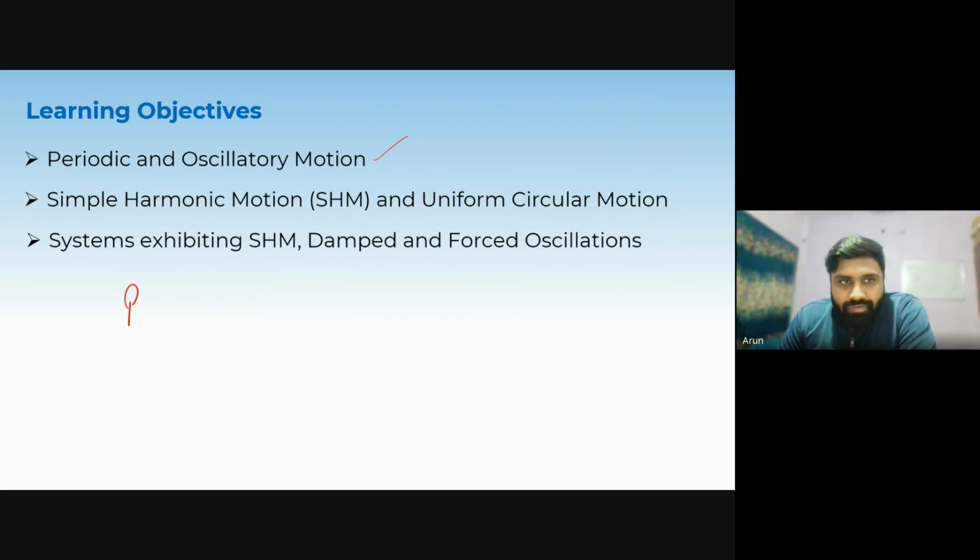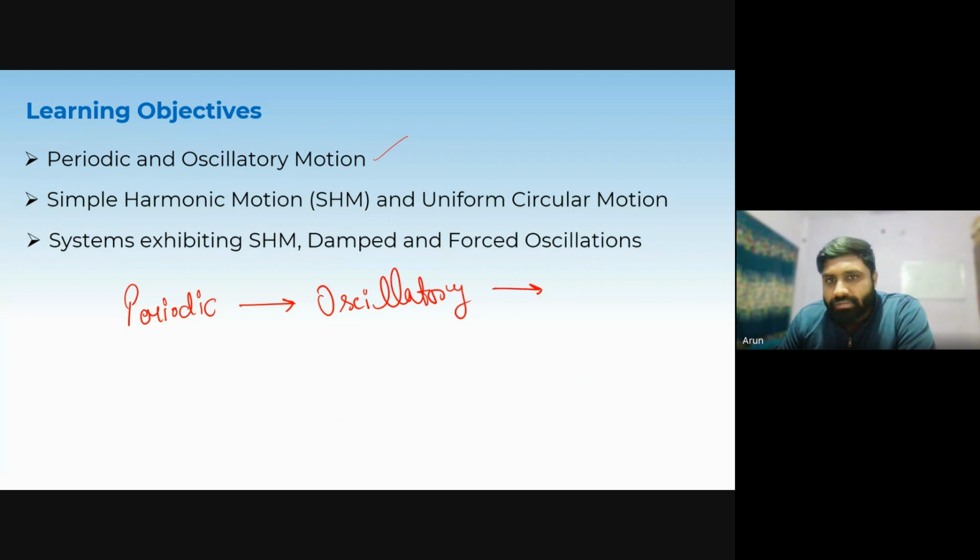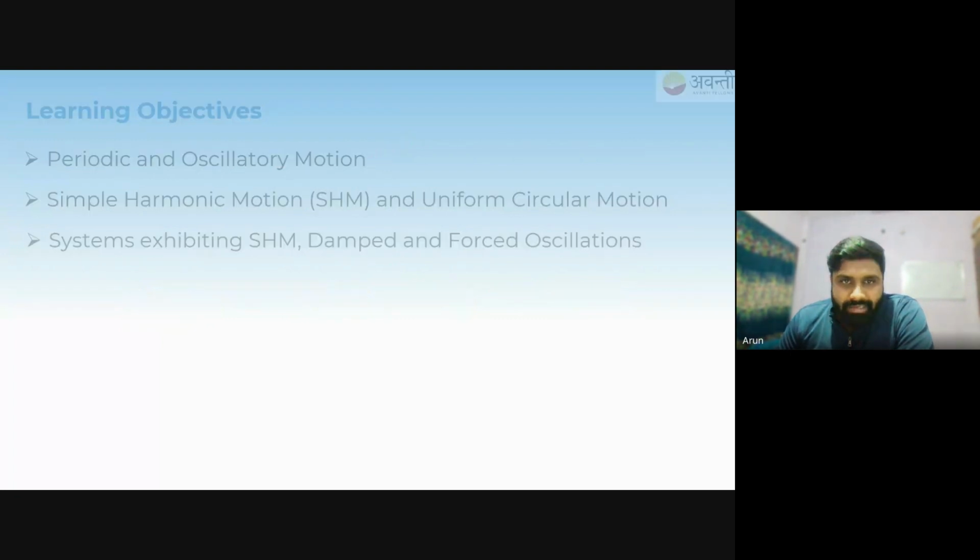Firstly, you will have to study periodic motion, then it leads you to oscillatory motion, and then oscillatory motion leads you to simple harmonic motion. So let me discuss it one by one, what we have done. Firstly, I'm talking about the definition of periodic motion and oscillatory motion verbally. So you just have to listen to what I'm saying.